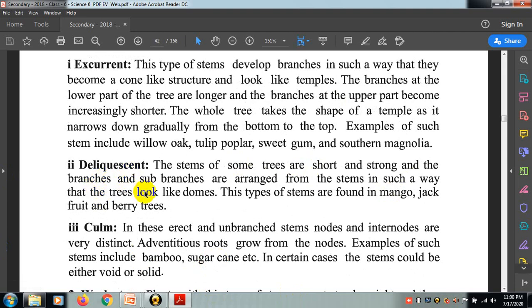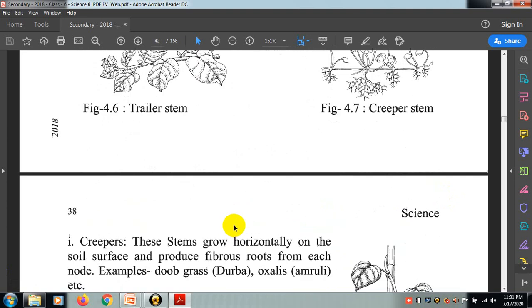So deliquescent: the stems of some trees are short and strong, and the branches and sub branches are arranged from the stem in such a way that the trees look like domes. These types of stems are found in mango, jackfruit and berry trees. Okay, students.